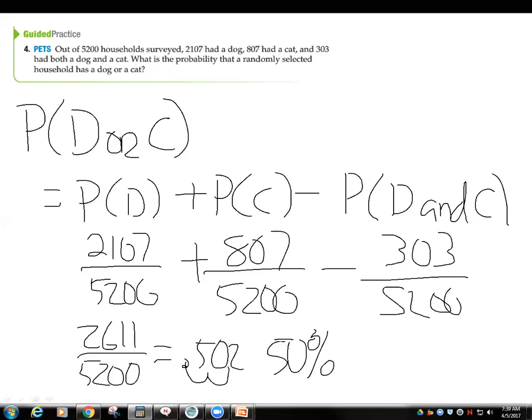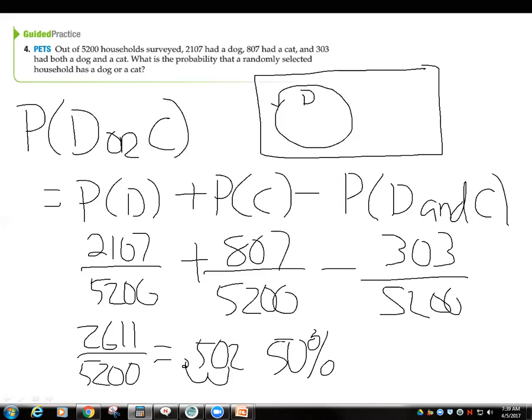Now let me show you the Venn diagram. The box represents all the houses. There's 5,200 houses. This would be the dogs. This would be the cats, because some have dogs and some have cats. Where the two circles overlap, that represents the houses that have dogs and cats, and that would be 303.